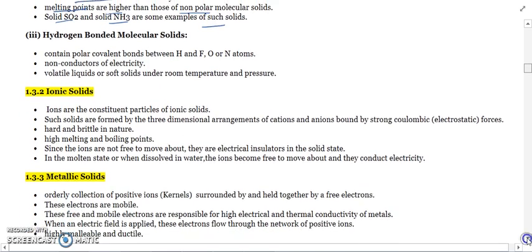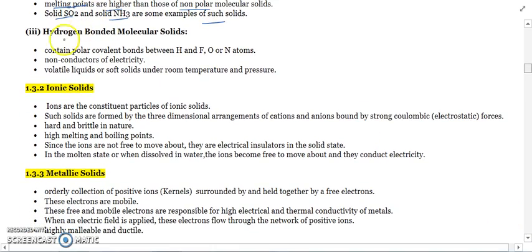The last is hydrogen bonded molecular solids. As the name signifies, there is always a hydrogen bond. Hydrogen bond is always formed between H and F, H and O, H and N. These comprise hydrogen bonds. These are also non-conductors of electricity.